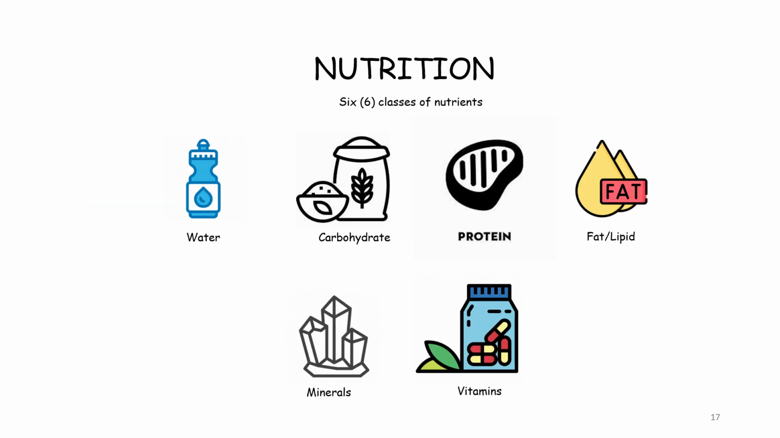So now we want to talk about the nutrition, about the nutrient content of the feedstuff. What is the importance of nutrients for animal production? All of us know that there are 6 classes of nutrients. First is water, and then carbohydrate, protein, fat, minerals, and vitamins. So these are the 6 classes of nutrients.